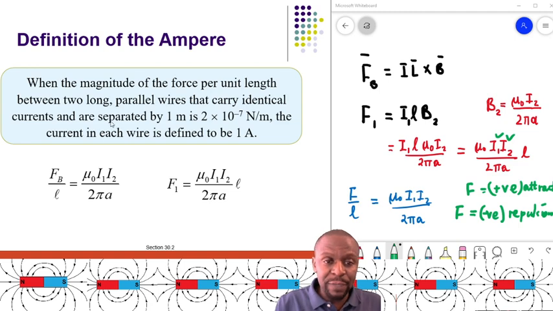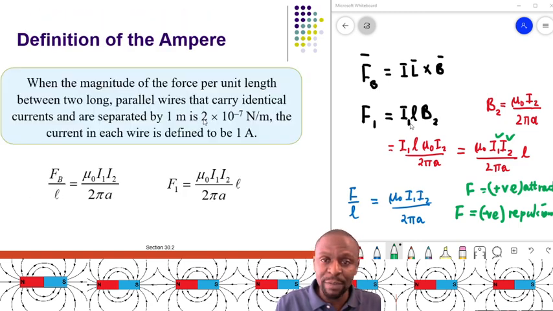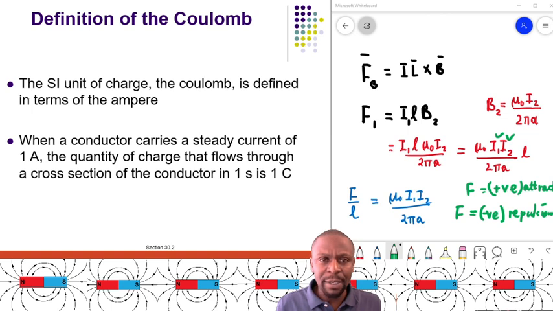Now, if the force per unit length is given by that, you can just substitute the values, where A is equal to 1 meter, this is a constant, and I1 is the same as I2, therefore you can solve for I. Then you take the square root, and that will be 1 ampere.